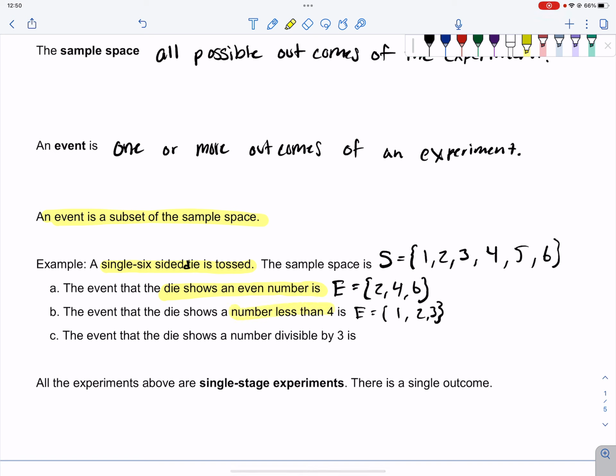And then lastly, I want the event where the die shows a number divisible by 3. Divisible by 3 means that I can divide it by 3 and get back a whole number. So in this one, if I take 1 and divide that by 3, that's not a whole number. Same thing with 2. 2 over 3 is not a whole number. But 3 over 3 simplifies to 1, so 3 is divisible by 3. 4, I can't divide that by 3. 5 can't be divided by 3, but 6, that can be divided by 3. So my 2 things in this event are 3 and 6.